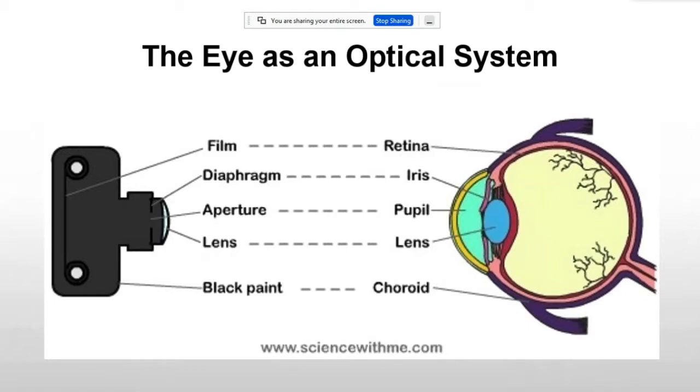What about our human eye? It is an optical system, and we can make a parallel with the optical system of a camera. You see the aperture being the pupil, the lens being the lens of a camera, the diaphragm of the camera being the iris, the film being the retina, and the black paint the choroid.